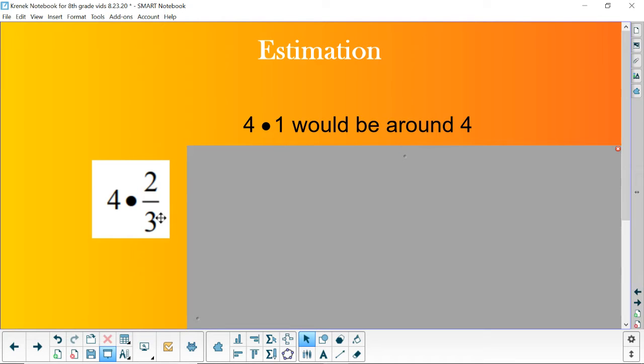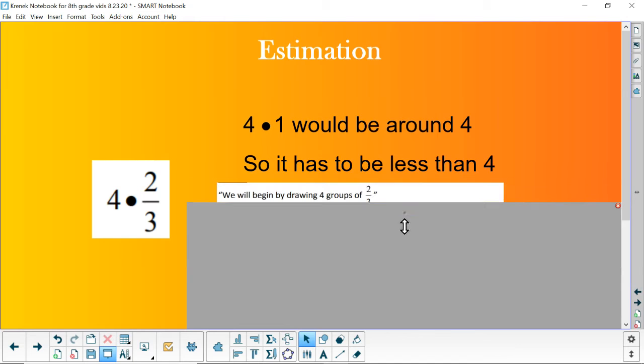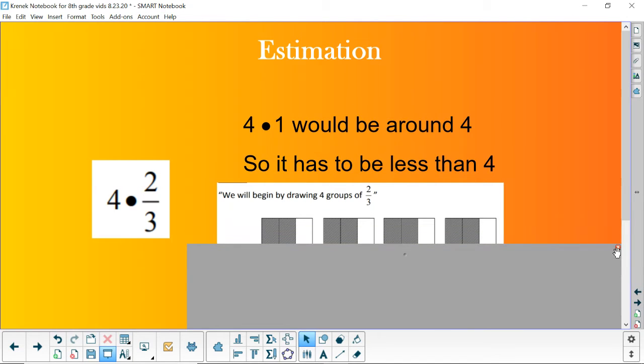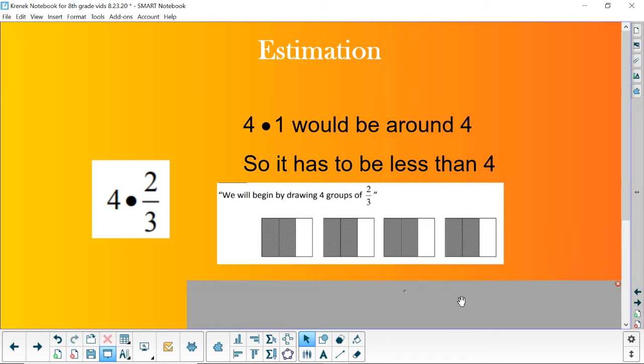And 2/3 is kind of close to a whole. So 4 times 1 whole would be around 4, but it will be less than 4 because we overestimated. So it has to be less than 4. So let's take a look at what multiplication looks like. Like we said, 4 of 2/3 means that I have 4 of those. So just by looking at this, 2/3, 2/3, 2/3, and 2/3, if I put these 2/3 here, I can kind of estimate my answer that way.